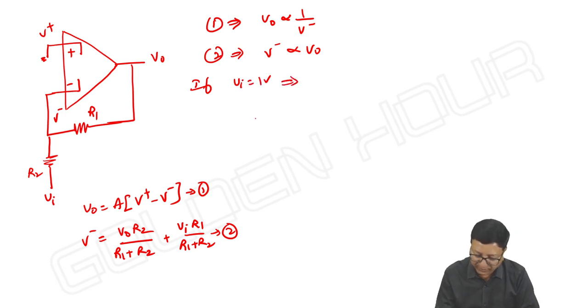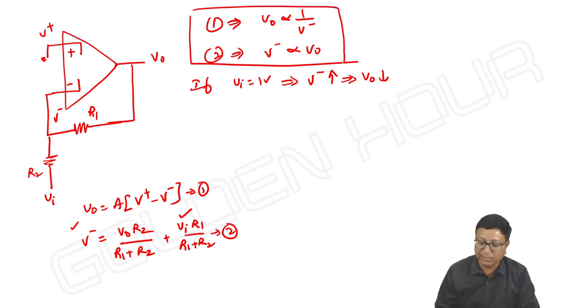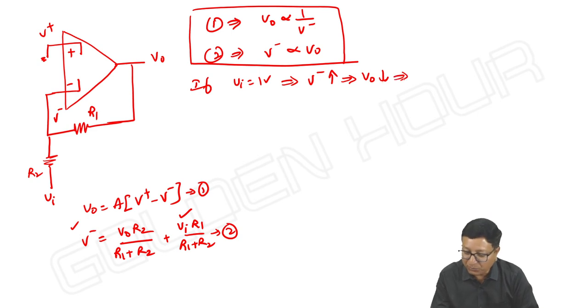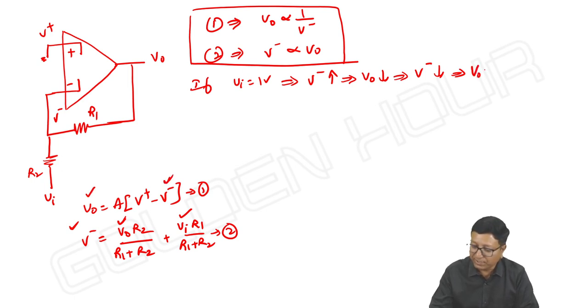as input is increasing, what happens to V minus? V minus will increase. If V minus increases, what happens to the output? Output will decrease. Here also output is inversely related to V minus, but V minus is directly proportional to V output. So input is increasing, V minus is increasing, that makes V output decrease. As V output is decreasing, what happens to V minus? That will also decrease. V minus decreases, the output will automatically increase.